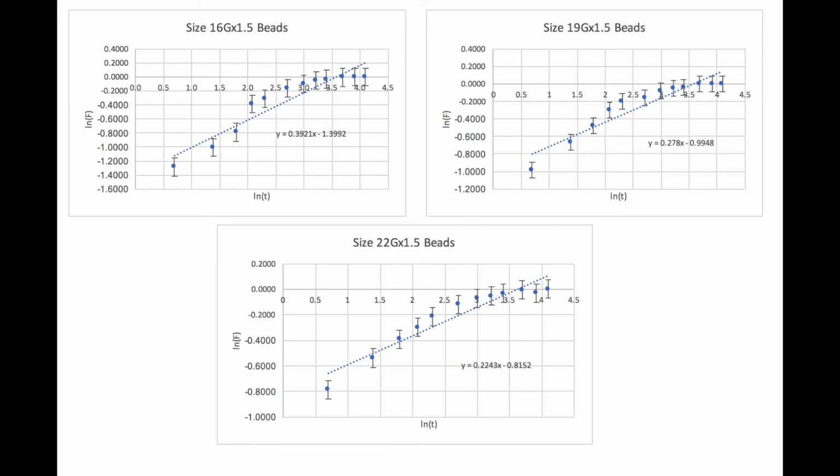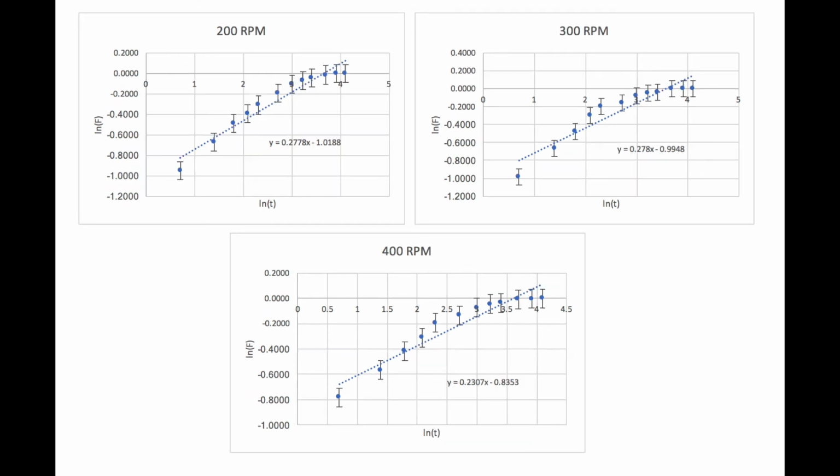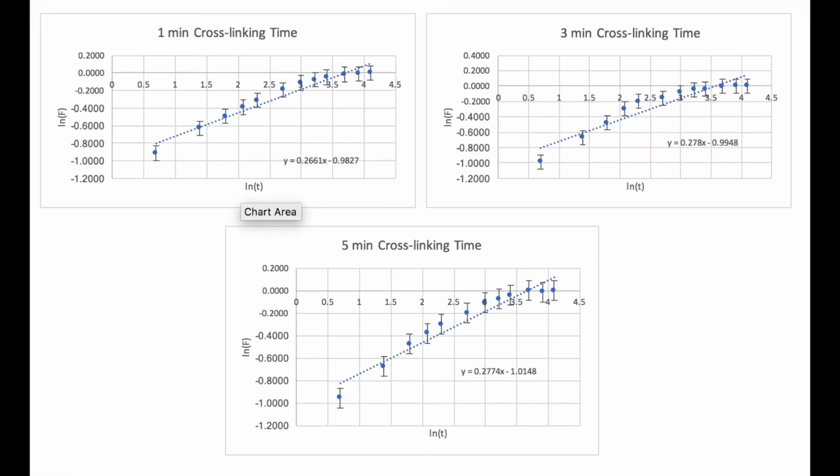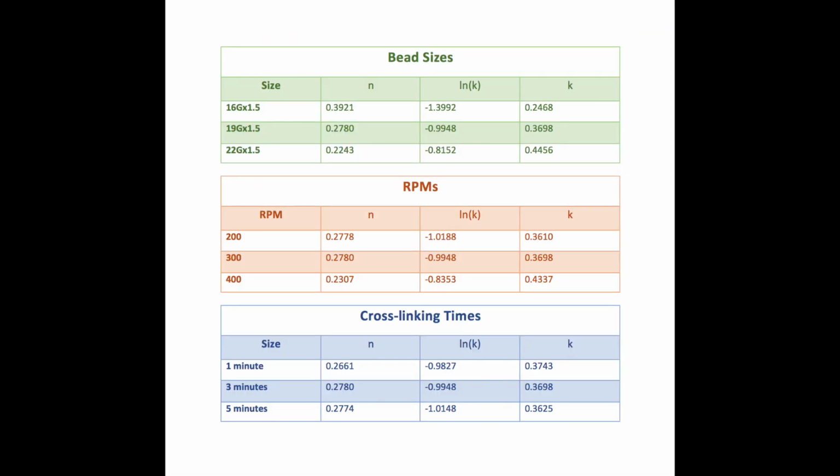Then taking the ln of these graphs can determine the n and k values by taking the line of best fit and using the slope as n and the y-intercept as the ln of k. Here are all the n and k values found tabulated. As seen, the values of n decreased when increasing RPMs and the k values increased, and the n values increased when cross-linking time and bead size was increased and the k values decreased.